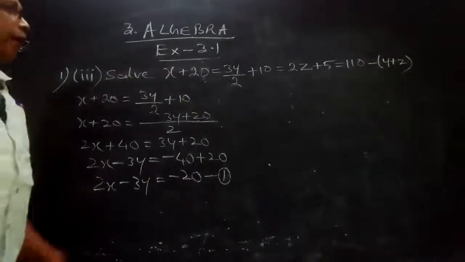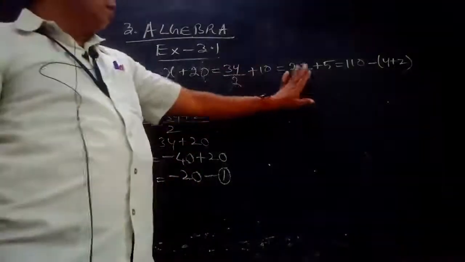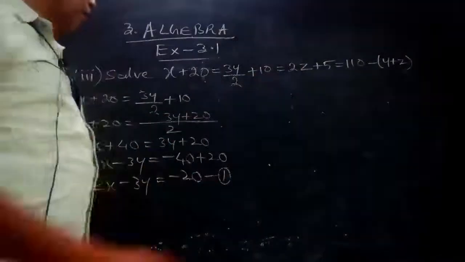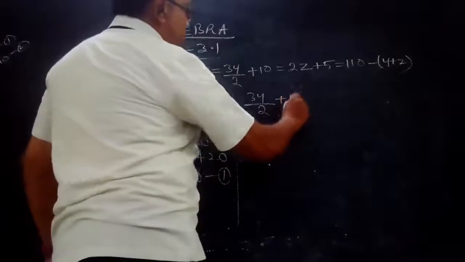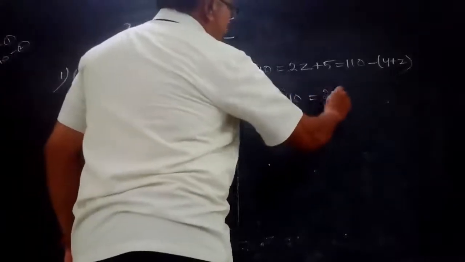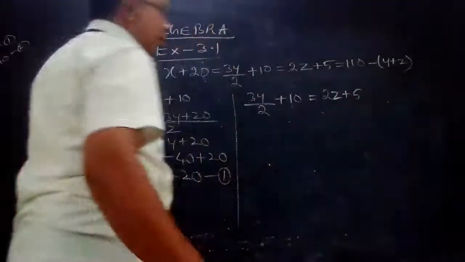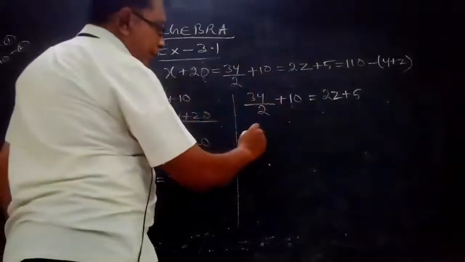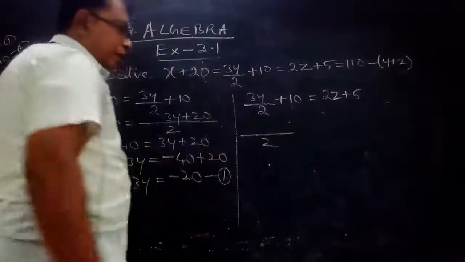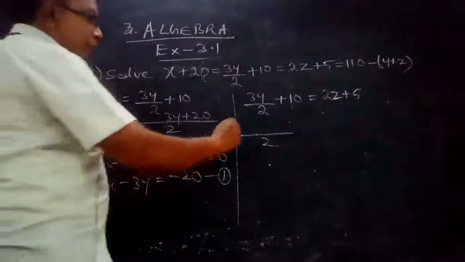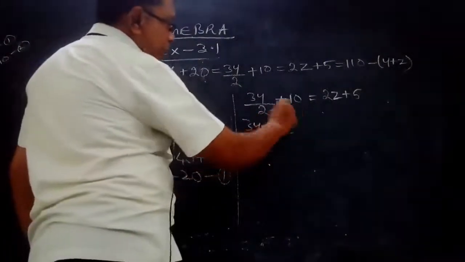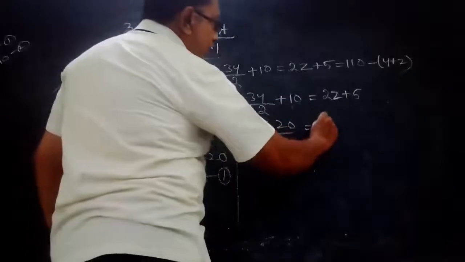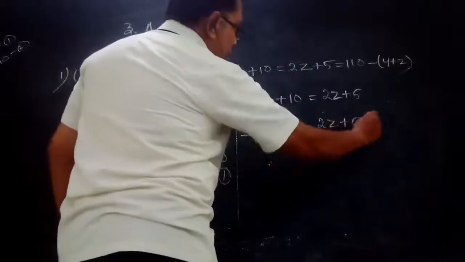Next, I take the second and third. I equate the second and third. 3y by 2 plus 10 equal to the 2z plus 5. Next, I take the LCM in the denominator. The common denominator is the 2. Next, 3y, I take the 2 and cross multiply to the 10. The 2 into 10, 20 equal to the 2z plus 5.